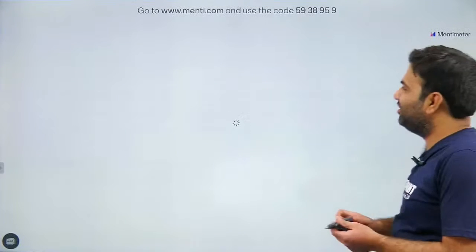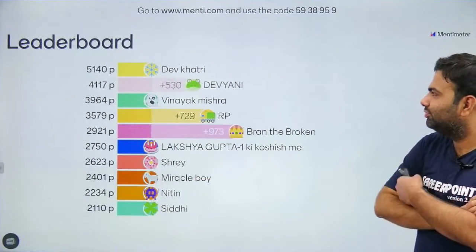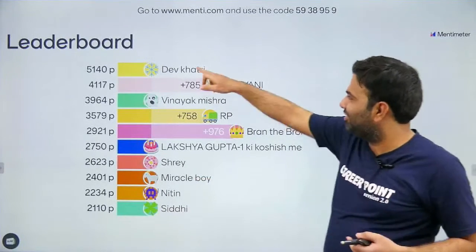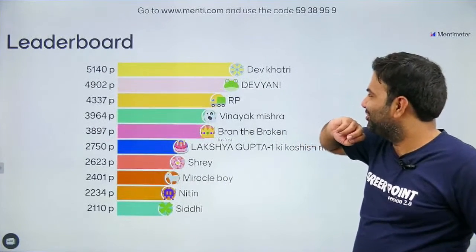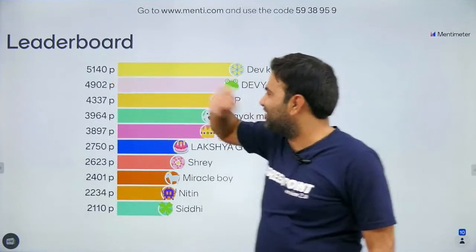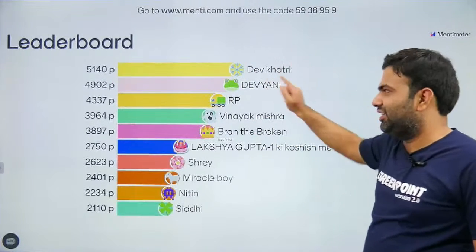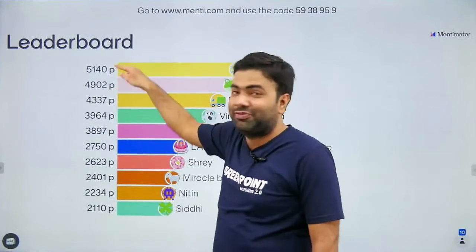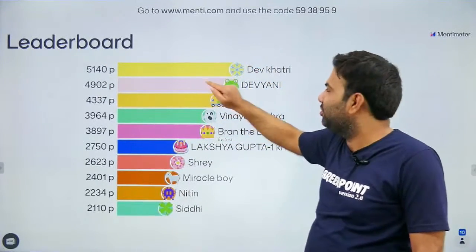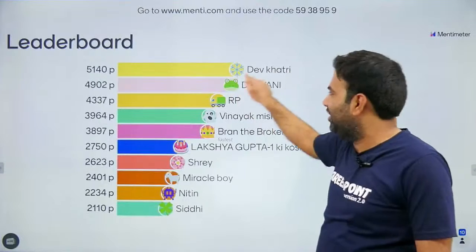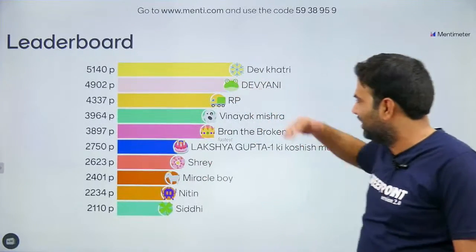Let's see your ranking, your shuffling of ranking on the leaderboard. Okay, in this question, the first ranker has not answered. Oh, a little difference is there between first and second toppers. Dev is on first, Devyani is on second, and the difference is very less. So Dev, be careful, you may drop down to second, and Devyani, try your best to get on top. And all of you try to improve your rank.